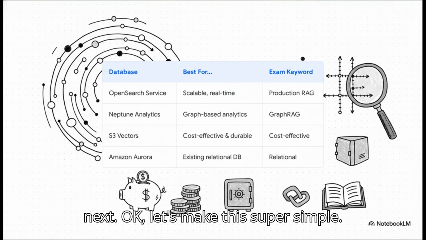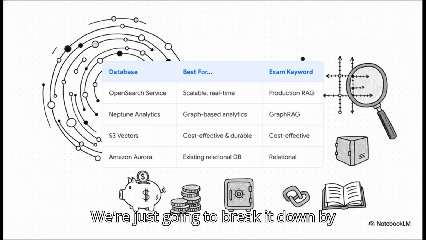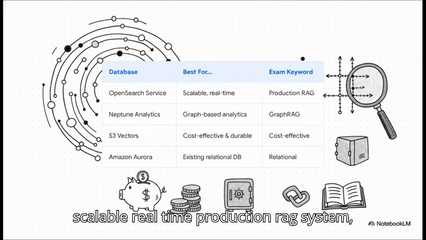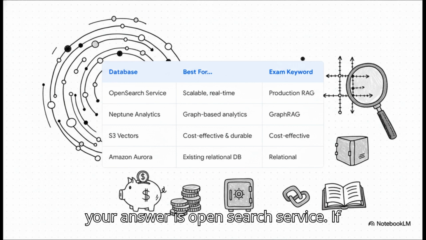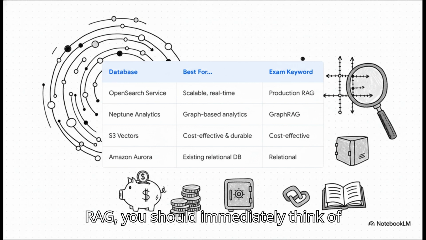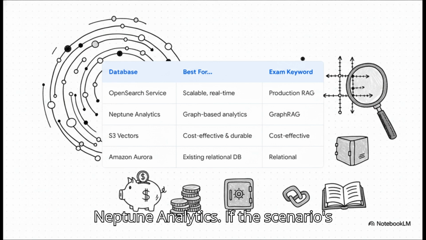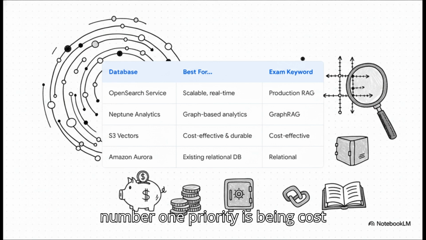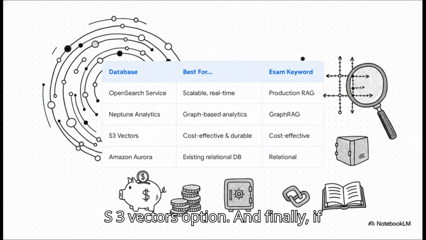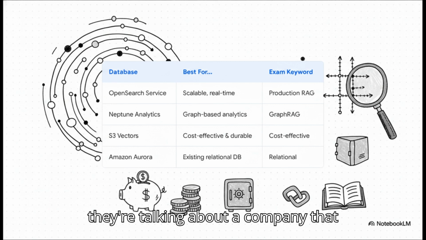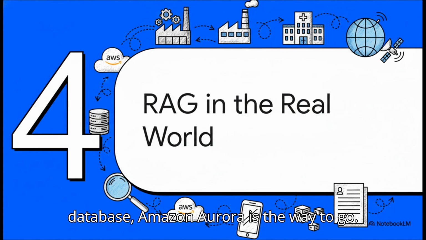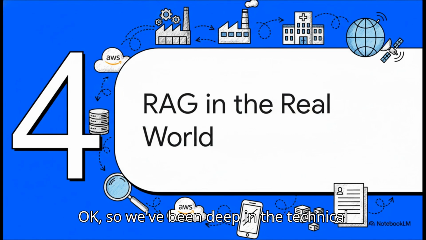Okay, let's make this super simple. We're just going to break it down by exam keywords. If the question mentions a scalable, real-time production RAG system, your answer is OpenSearch service, period. If you see words like graph analytics or graph RAG, you should immediately think of Neptune analytics. If the scenario's number one priority is being cost-effective, the answer is the newer Amazon S3 Vectors option. And finally, if they're talking about a company that wants to use its existing relational database, Amazon Aurora is the way to go.